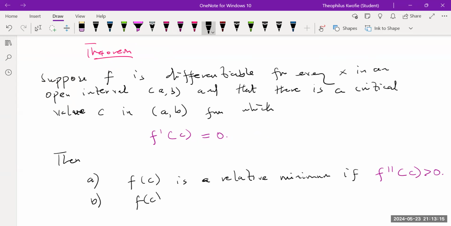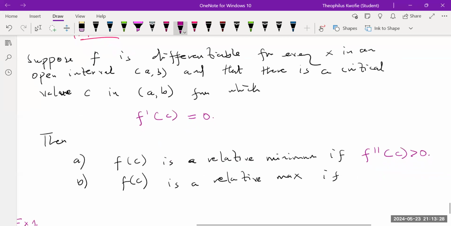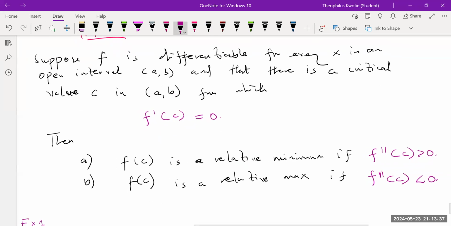Conversely, if f evaluated at c is a relative maximum, if our second derivative evaluated at c is less than 0. So please, I want us to take note.